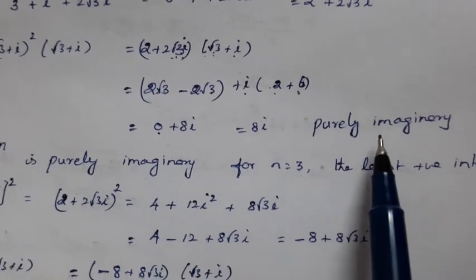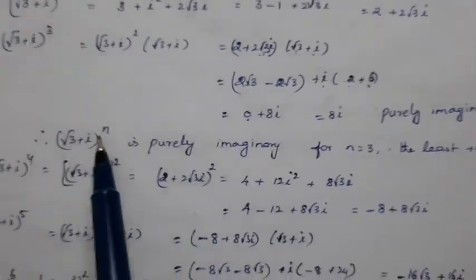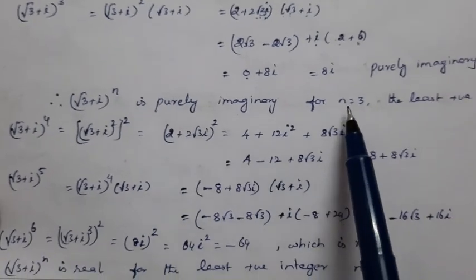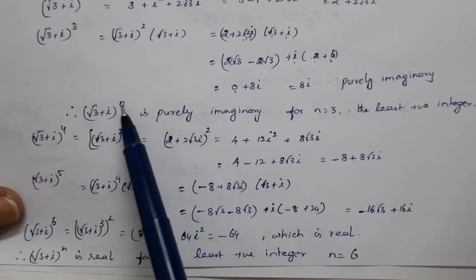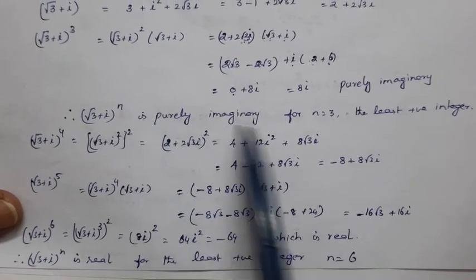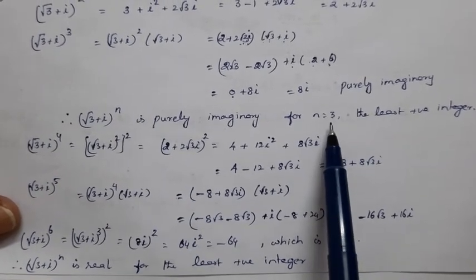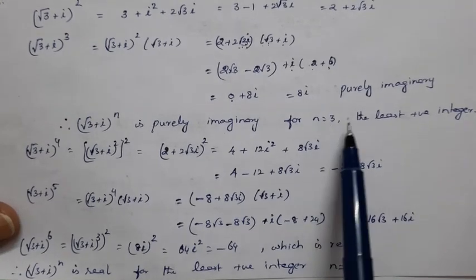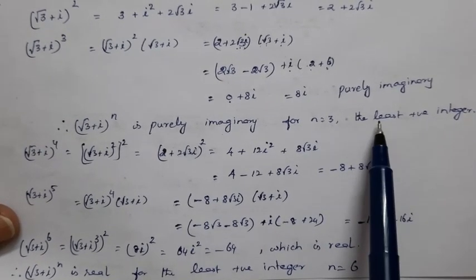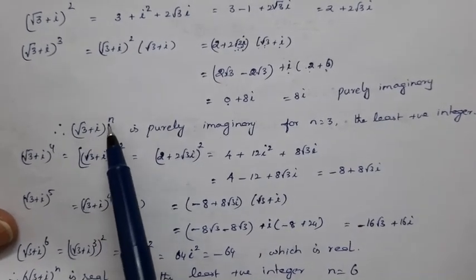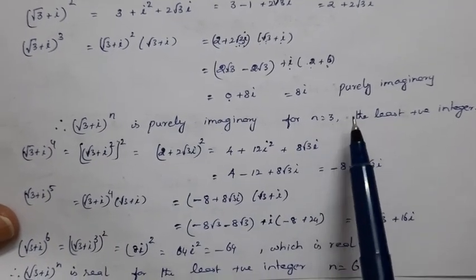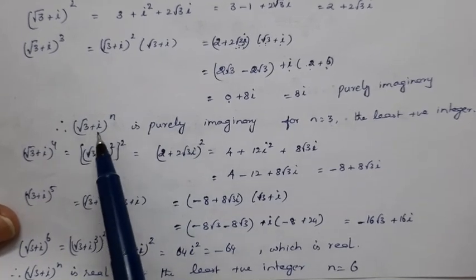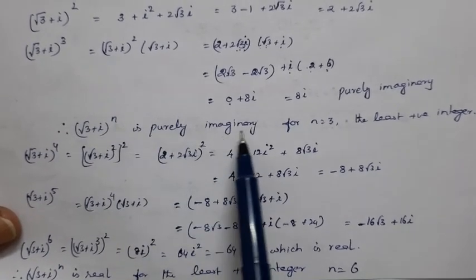That is purely imaginary. So (√3 + i)^n is purely imaginary for n equal to 3. It may also be purely imaginary for some other higher number n greater than 3. But among these, what is the least one? 3 is the least one. You are asked to find only the least positive integer. So 3 is the least positive integer for which (√3 + i)^n is purely imaginary.